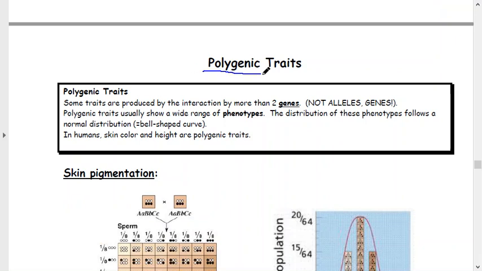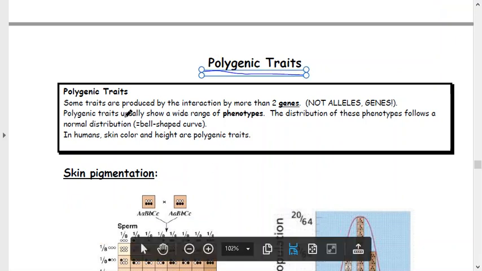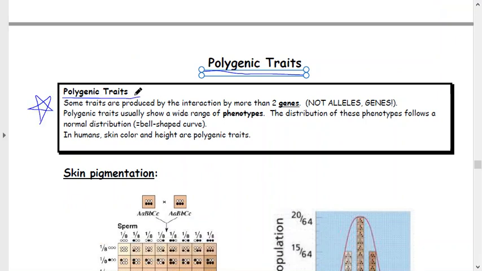There are no questions for polygenic traits. There are no practice problems or anything. Just note that the vast majority of traits in any organism, especially mammals and higher order animals, are usually due to an interaction between two or more genes. Not just alleles, genes. And a lot of times these genes are on different chromosomes.